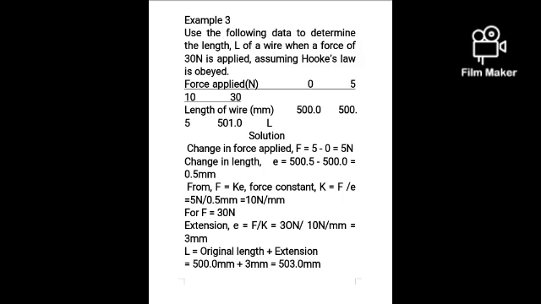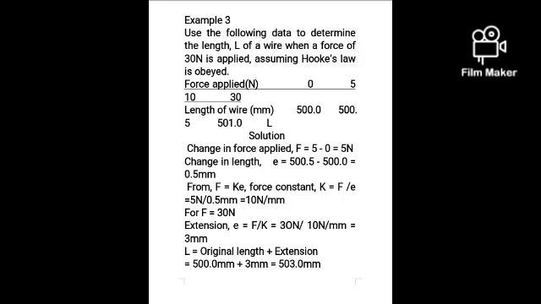Now to find the length, the length is going to be the original length plus the extension. Now the original length is 500.0 mm plus extension, which is 3.0. So your final answer here, we are looking for L, which is going to give us 503.0 mm. So that's it.